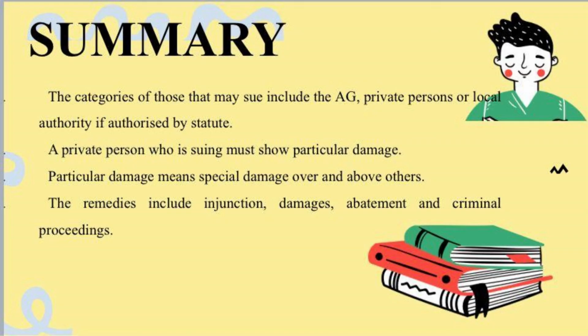And the categories of those who could sue include the Attorney General, or private persons, or local authorities, as the case may be. A private individual suing for public nuisance, and this is an area that you could be examined upon, must have suffered particular damage. And by particular damage, we mean a damage that is beyond what others, the general public, have suffered. And the available remedies are the injunction, damages, abatement, and criminal proceedings against the defendant.